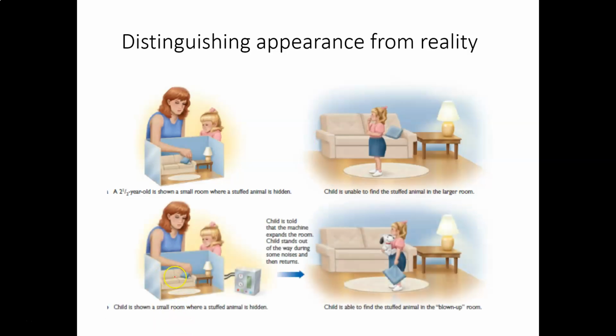But if we tell the child that here is a tiny, tiny room, here a stuffed animal is hidden behind it, but then we used a fancy machine that expands this tiny room into a big one, and then placed the child into that room, they would successfully find that stuffed animal. So how we ask the child about representation versus reality dictates whether the child is able to successfully distinguish appearance from reality.